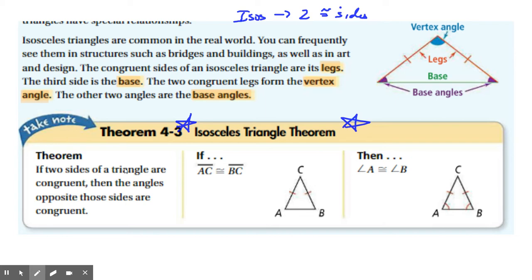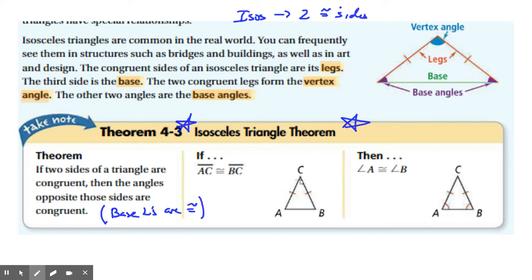It says if two sides of a triangle are congruent, then the angles opposite those sides are congruent. So basically it says if you're an isosceles triangle, then you have two angles congruent. The important thing is that these angles opposite those congruent sides are called the base angles. The base angles are congruent. That's what you need to remember.